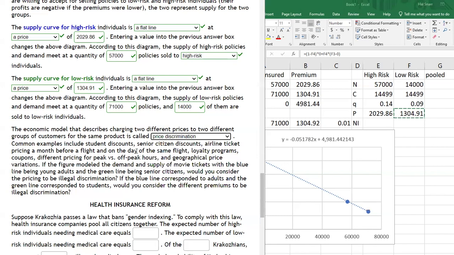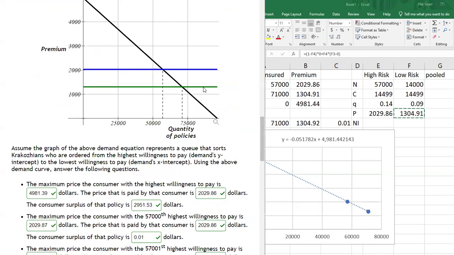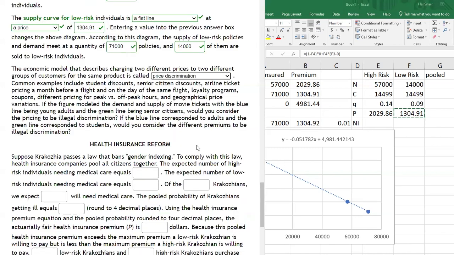That's an interesting question. If young people use insurance less than older people, if this were the premium of people in their 40s and this were the premium of people in their 20s, would you consider that illegal discrimination? Would you feel comfortable paying this premium to help benefit the older group? Some people might say yes, some people might say no.